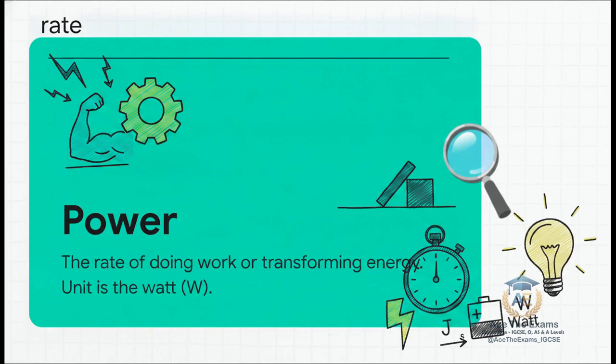Now, here's a linguistic tip. In physics, whenever you see or use the word rate, it inherently means divided by time. So please don't write the rate of work done per unit time. That's totally redundant. Just firmly state, power is the rate of doing work.